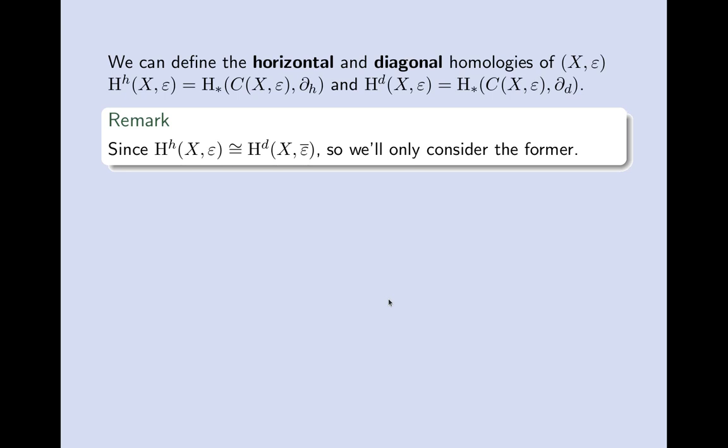Okay, there is an easy form of duality relating these two homologies. The horizontal homology of a bicolored simplicial complex X is canonically isomorphic to the diagonal homology of X with the opposite coloring. This is the coloring that assigns black to white and white to black, so it's like the opposite of epsilon. From now on, we'll just discard the diagonal homology and work only with the horizontal one for simplicity.